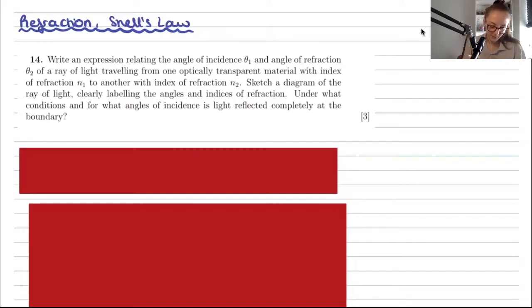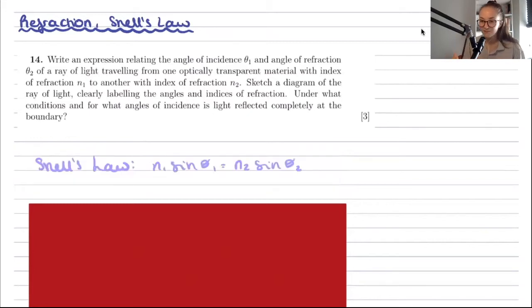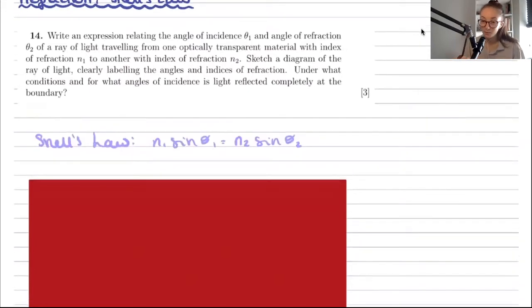Okay, so this next section is about refraction and Snell's law. And the first part of this is that they want you to write down Snell's law. So what they're asking you to do is write an expression relating the angle of incidence and the angle of refraction of a light traveling from one optically transparent material with refractive index n1 to another with index of n2. So that is just Snell's law, right? And that's probably 1 mark.